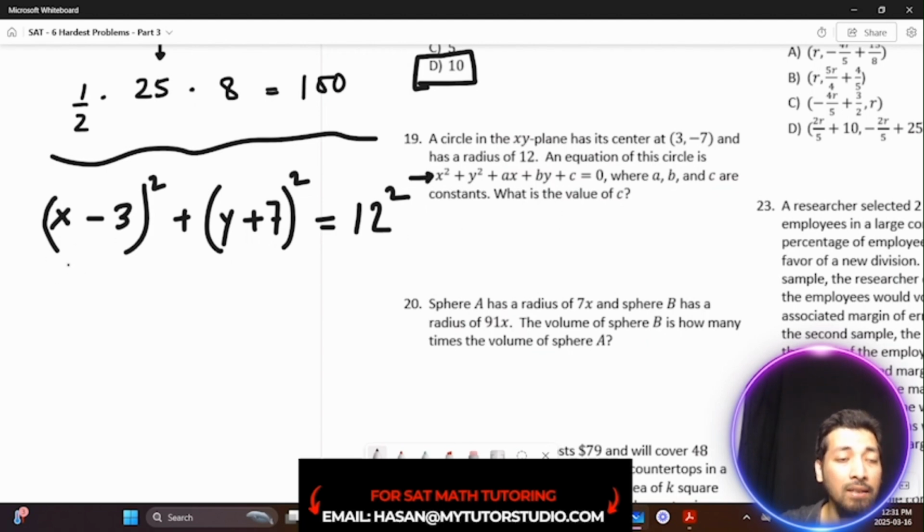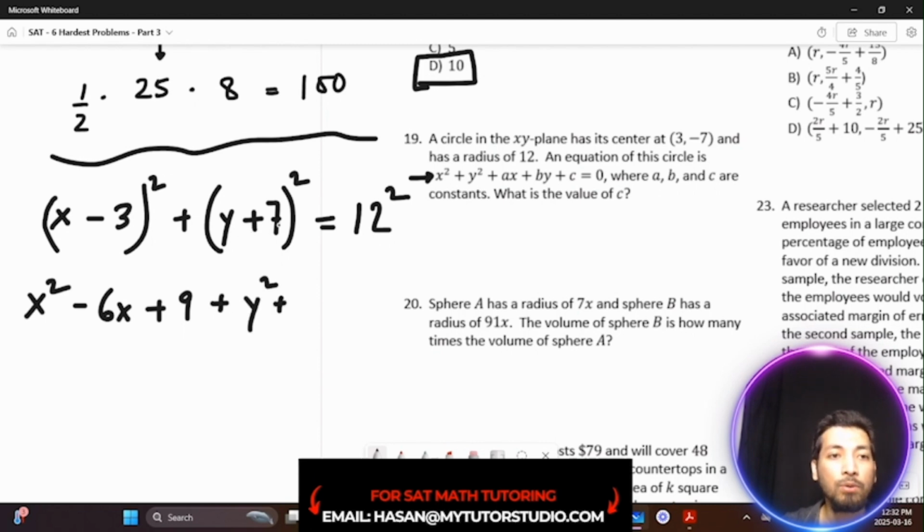So if you just expand it, this is one of these special patterns. We have a minus b whole square. So that gives you a squared minus 2ab plus b squared. So that would be x squared minus 6x plus b squared, which is 9, plus y plus 7 whole square is a plus b whole square, which is a squared plus 2ab plus b squared, which is y squared, plus 2 times y times 7, which is 14y, plus 7 squared is 49, is equal to 12 squared is 144.